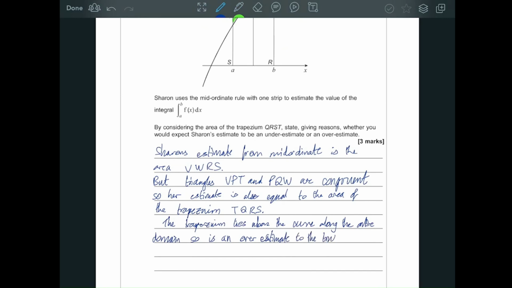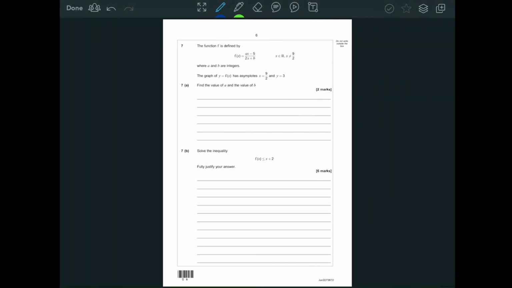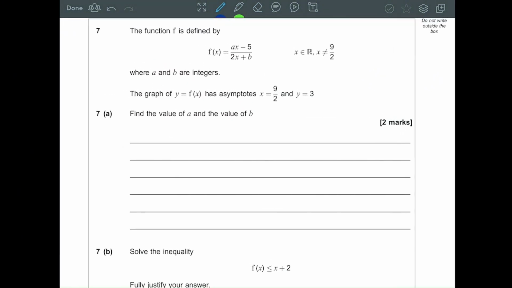to the true area. By considering the area of the trapezium, state, giving reasons, whether you would expect Sharon's estimate to be an over or an underestimate. I've stated I think it's an overestimate, and I've given my reasons by referring to that trapezium. And of course, the middle step there is making sure that you've shown that the rectangle and the trapezium are the same. A couple of quite wordy questions to start with. Not so mathsy, but a lot more words.